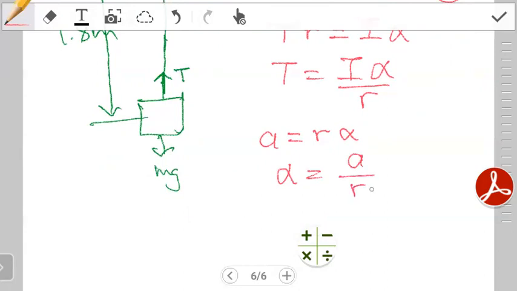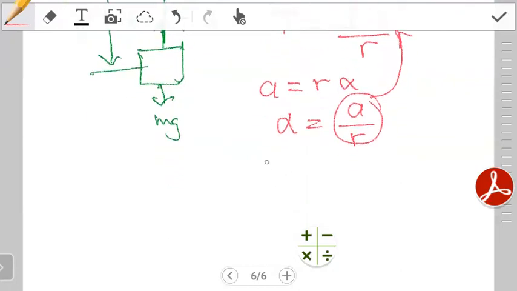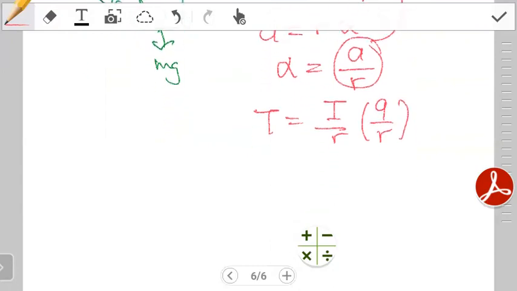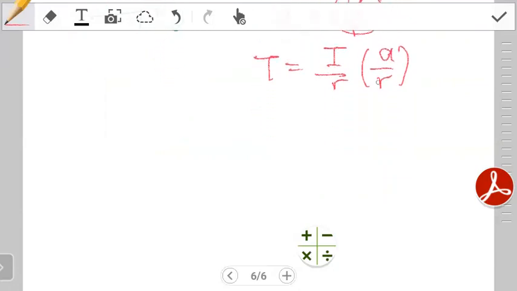So when you substitute this where there's alpha here, the expression for tension now becomes T is equal to I over R, and then here you have a over R. Okay, so this is a, that's not a 9, so let me write that properly. So when we combine these, this becomes the moment of inertia multiplied by acceleration over R squared. Okay, so this is our tension. We're going to keep this, and this is our equation 4.